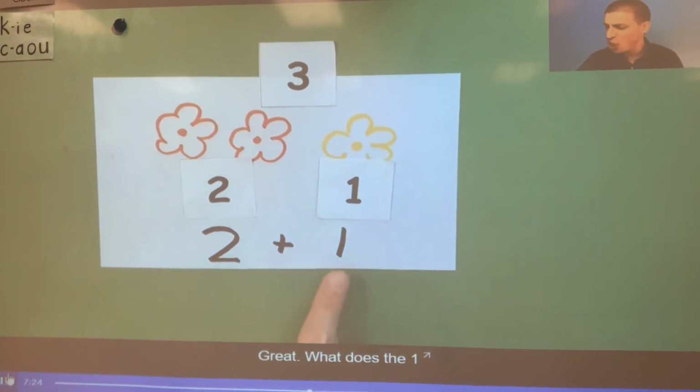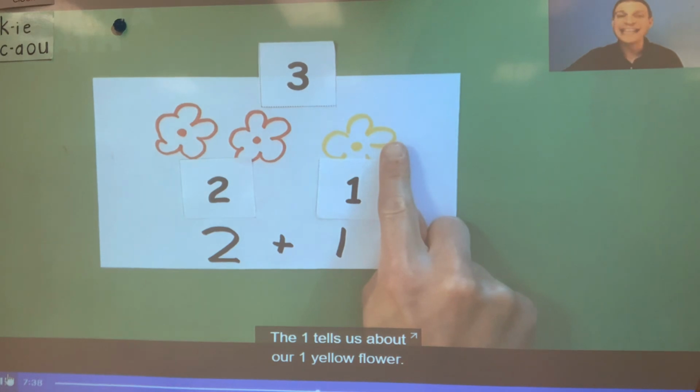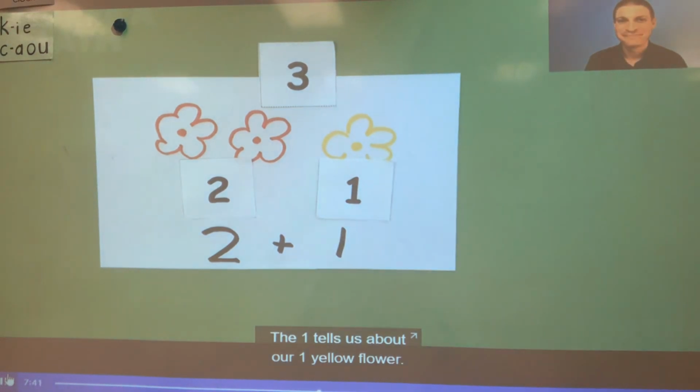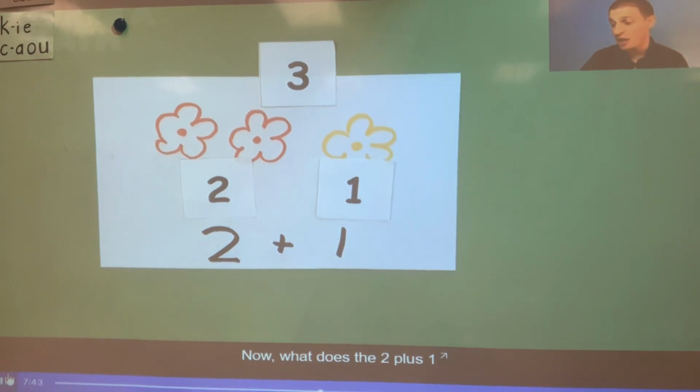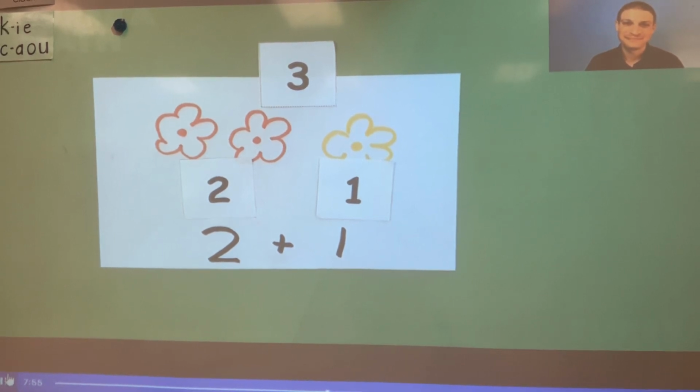Great. What does the 1 tell us about in our story? Think and say it. The 1 tells us about our 1 yellow flower. Now, what does the 2 plus 1 tell us about in our story? Tell your friend or your imaginary friend at home. What is the 2 plus 1? I wonder what it's going to tell us.